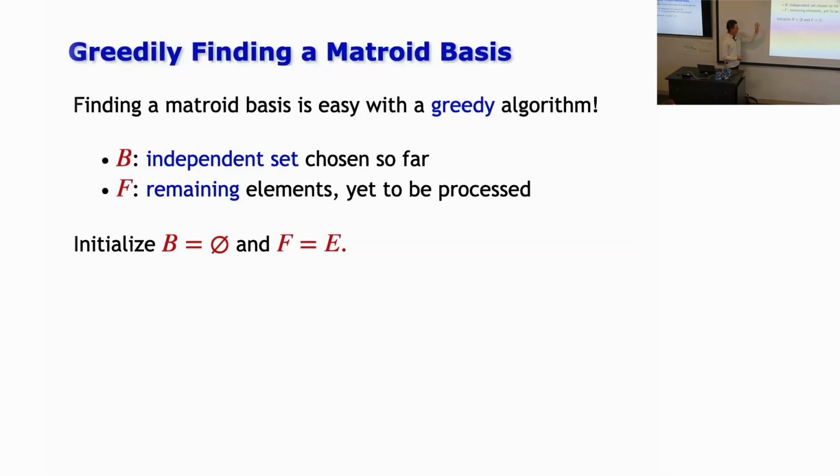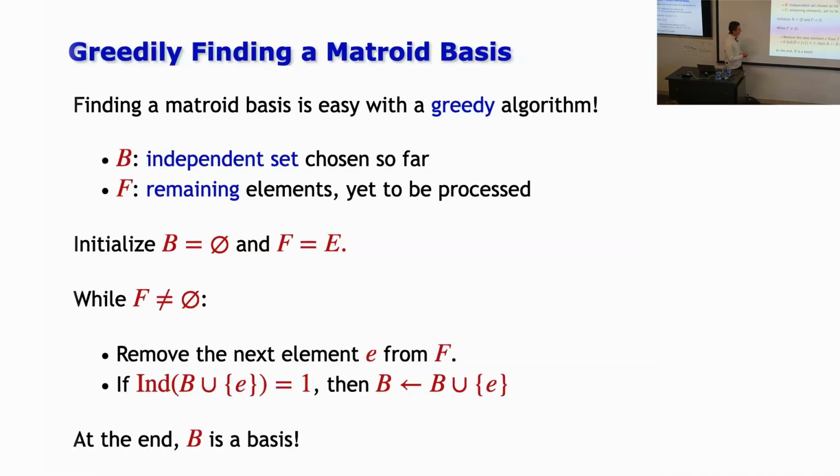So how does this work? We're going to fix this set B, which is going to be the independent set that we've chosen so far. And the goal is that by the time you get to the end of the algorithm, the set B should become a basis of your matroid M. The second thing is we're going to fix a buffer of remaining elements, which I'm just going to denote by F. So this is the set of all the remaining elements that we need to process in the matroid. And so to start, the set B is the empty set, because we haven't found any independent elements yet. And then the buffer F is just all the remaining elements in the matroid.